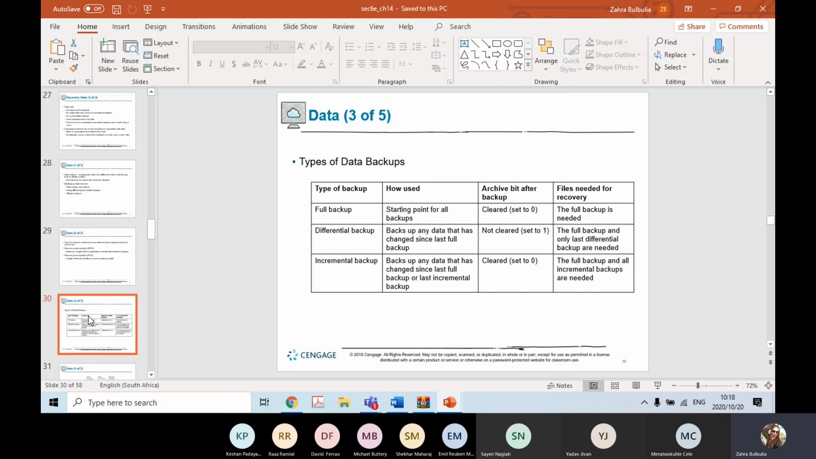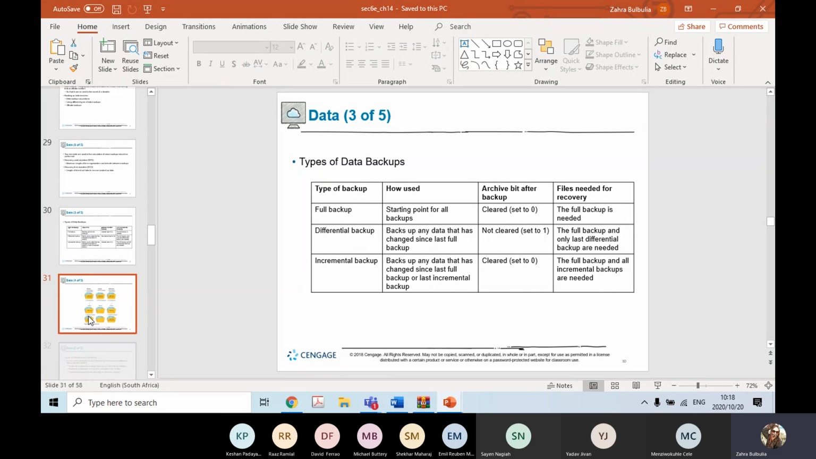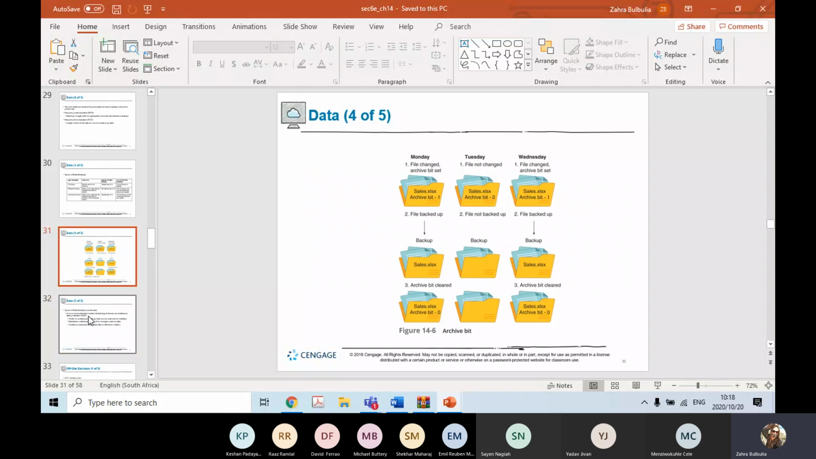Full backups, you are backing up everything, right? So this is what you would do when you first start backing up. Differential, back up any data that has been changed since the last full backup, right? And incremental backs up any data that has been changed since the last full backup or last incremental backup. So, yeah.